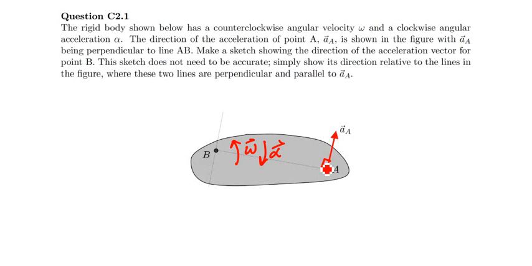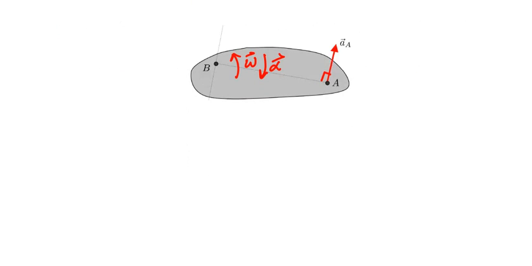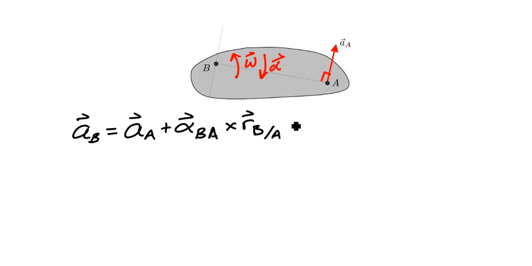We're told that this sketch does not need to be accurate, but simply shows direction relative to the lines in the figure. Okay, so to help us out here, really all I'm going to do is express the equation for the acceleration of point B. So in this case, and let me move it down here so we have a little bit more space to work, we know that the acceleration of point B is going to equal the acceleration of point A plus the angular acceleration of the object, which in this case is in the k direction. Actually, let me write it in full vector form first. So AB is going to equal AA plus the angular acceleration of the rigid body cross the position of B with respect to A. And then because this is a planar problem, I can subtract off of that omega BA quantity squared times R of B with respect to A.